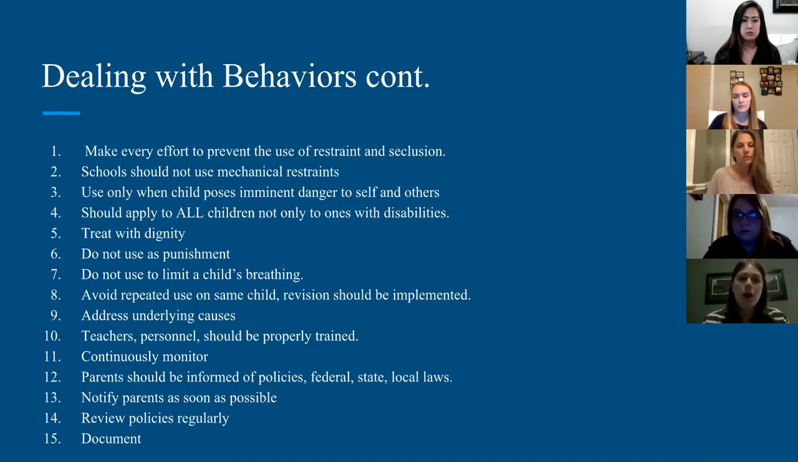So also I want to note number 6, do not use it as a punishment, don't limit the child's breathing, and then number 10, teachers and personnel should be properly trained and monitored.